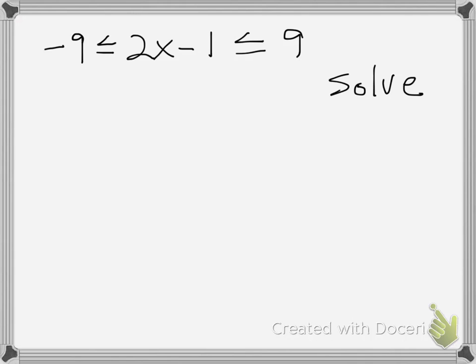So solve means get x by itself, just like always. And the x is in the middle, so that's what I look to for my steps. The reason x isn't by itself is because it's got the 2 with it and the negative 1. And of course the negative 1 is the least connected, so we're going to add 1 on all sides.